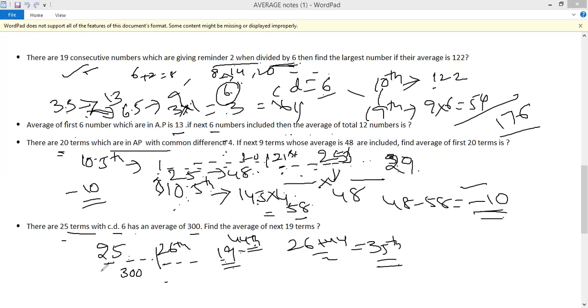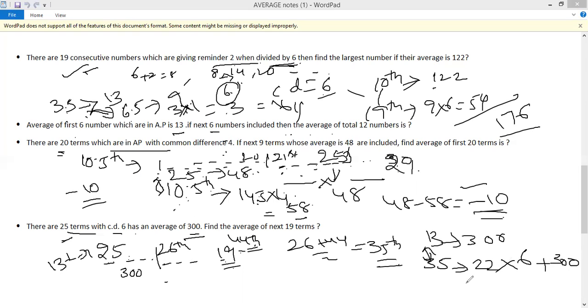But here he has given the 13th term. Why? Because the average is given. 13th term he has given as 300. You have to calculate the 35th number. Gap is how much? 22. 22 into common difference 6, plus 300. So 132 plus 300, 432.